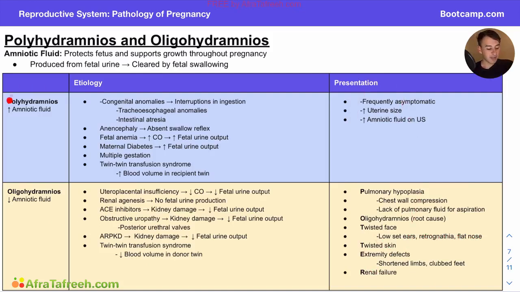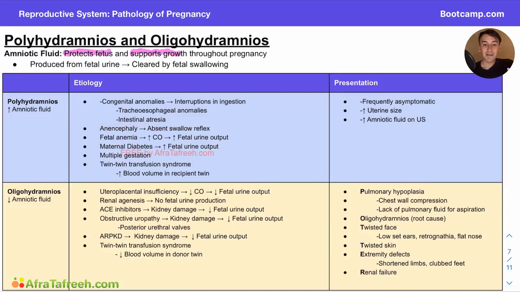In terms of polyhydramnios, this is when we have too much amniotic fluid in our amniotic sac, and oligohydramnios is when we have not enough amniotic fluid in our sac, and we're going to compare and contrast these two in the same table. I want to start out by talking about amniotic fluid first, which is going to cushion the fetus and provide it with space to grow. So here we see that it's protecting our fetus and it supports growth throughout pregnancy.